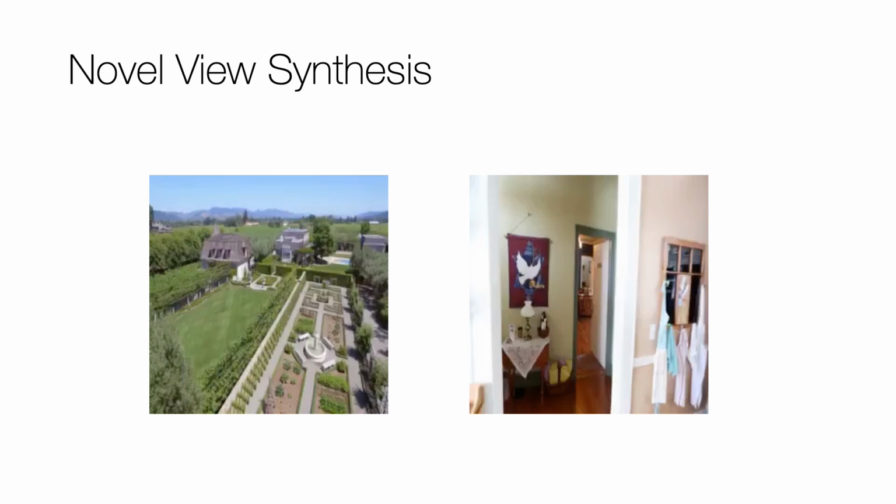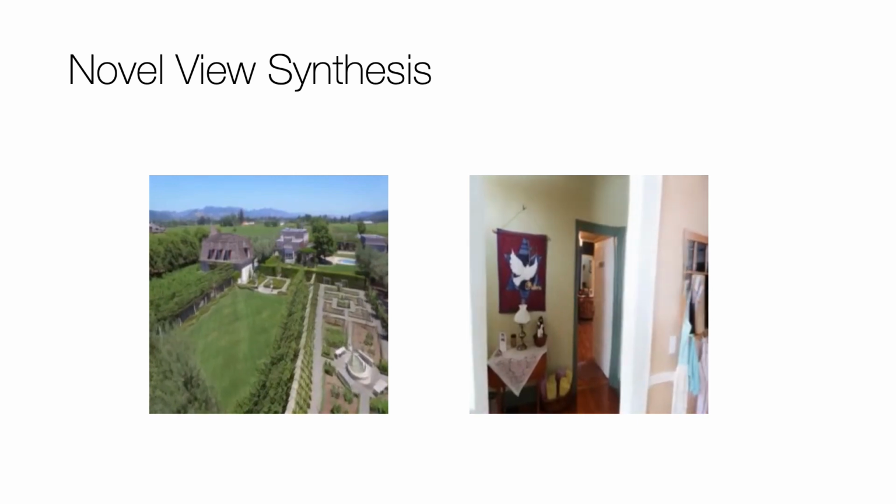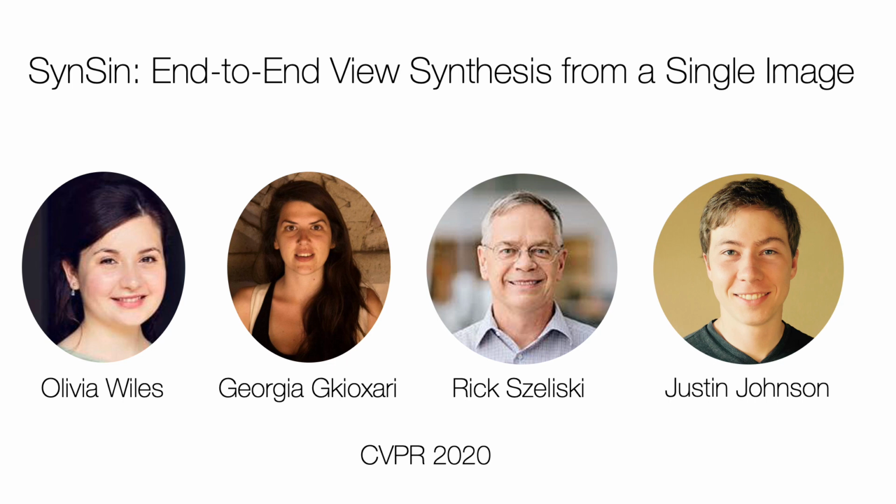But the use of 3D and rendering are not limited to shape predictions. There are a lot of cool applications to be unlocked by 3D reasoning, such as novel view synthesis. Here, from a single image of a scene, we want to produce images from different viewpoints. We use 3D reasoning and rendering for the task of novel view synthesis, an effort that was led by our amazing collaborator, Olivia, who is presenting her work at CVPR 2020.